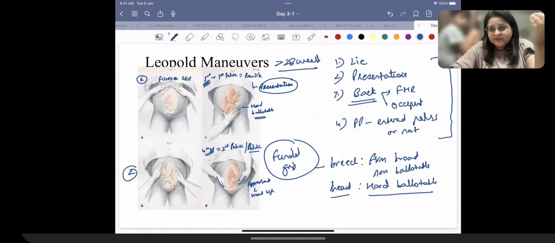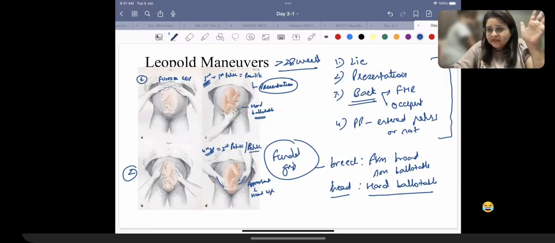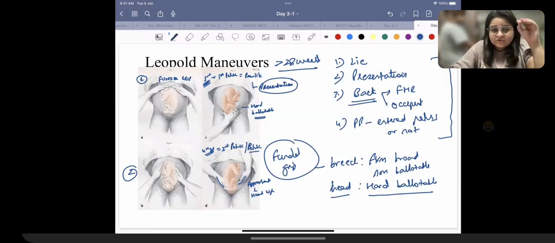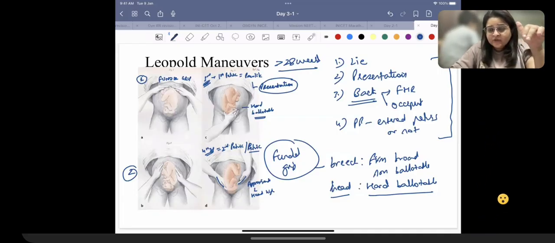So how can a question come from here? They can simply show you the image and ask, "Which grip is this?" This has commonly come in the past. Or if you want to make a clinical question, they can say a patient came at 32 weeks and on the Leopold's maneuver, the fundal grip showed a hard ballotable structure. What is the presentation of the fetus? That's also how a question can come.